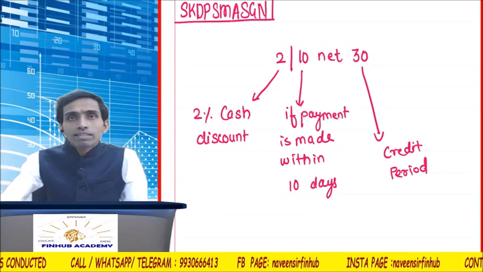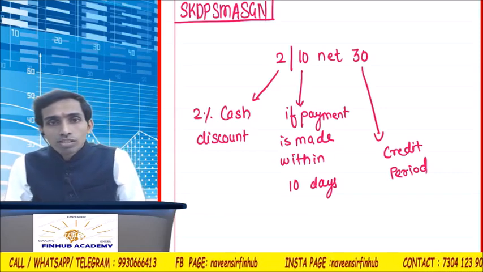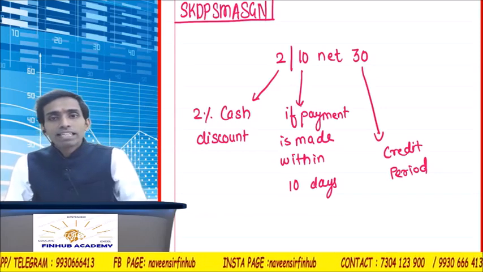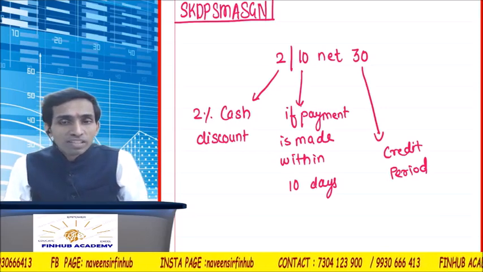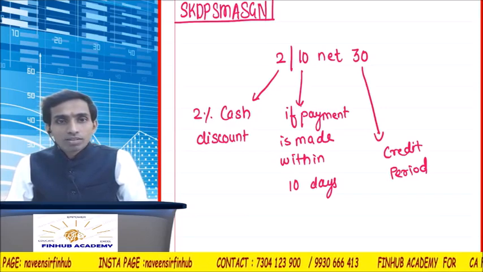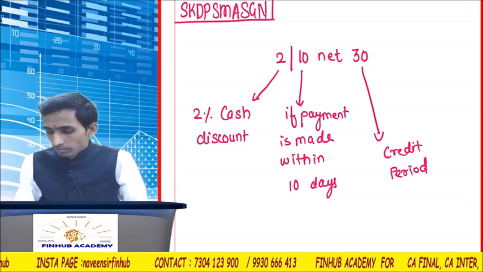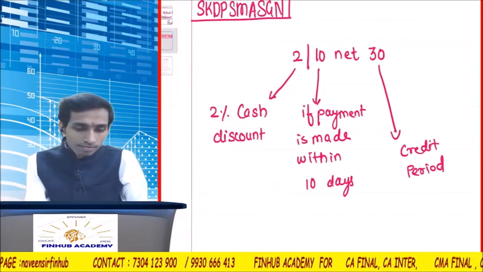What does this mean? 2 by 10 net 30 means 2% cash discount if you pay within 10 days to me. Otherwise, you can enjoy a credit period of how many days? 30 days. Is it clear? Please write this. Coming back to the question.